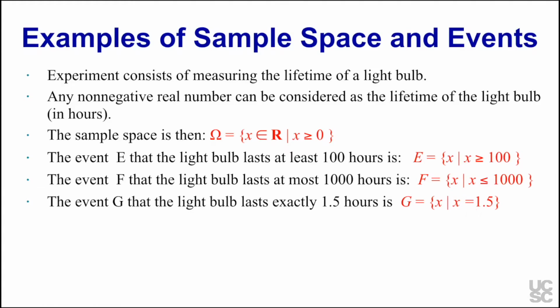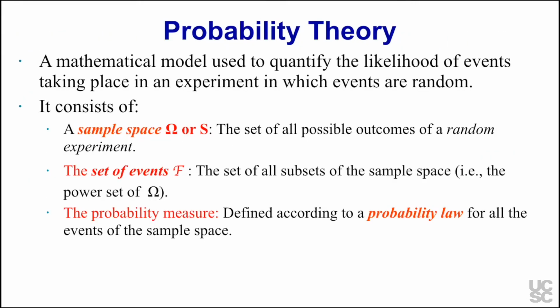So you see that we inherently require the use of the notion of sets. So going back to our definition of probability theory, it is a mathematical model that we use to quantify the likelihood of events that take place in an experiment in which events are random. And it consists of our sample space that we denote by omega or capital S, and that sample space is the set of all possible outcomes in our random experiment.